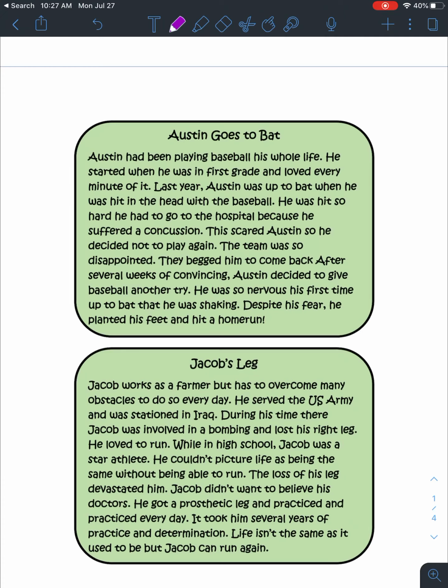Last year, Austin was up to bat when he was hit in the head with the baseball. He was hit so hard he had to go to the hospital because he suffered a concussion. This scared Austin, so he decided not to play again. The team was so disappointed. They begged him to come back. After several weeks of convincing, Austin decided to give baseball another try. He was so nervous his first time up to bat that he was shaking. Despite his fear, he planted his feet and hit a home run.